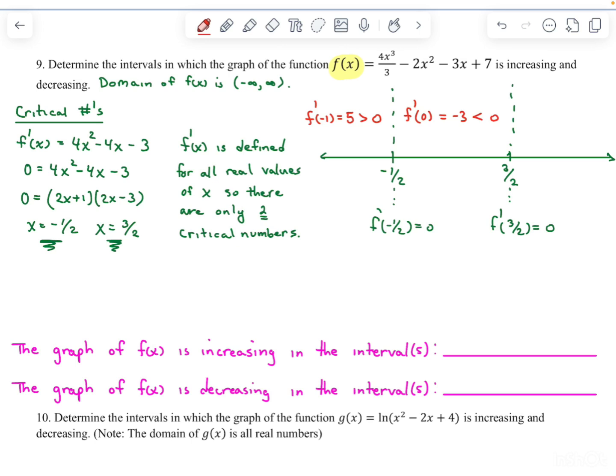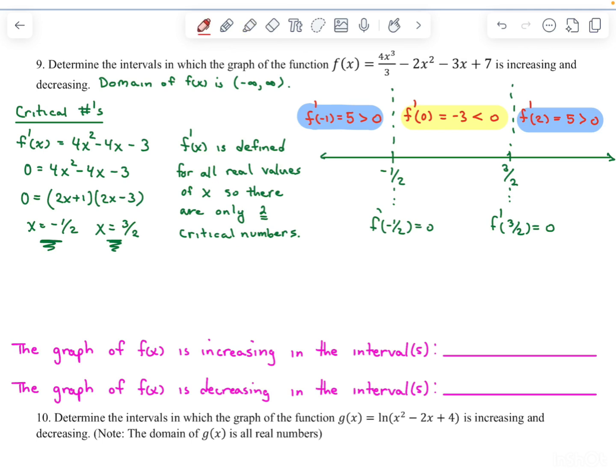And finally, I'm going to pick a number that's greater than 3 halves. I'm going to choose 2. So the derivative at 2 is equal to 5, and that is also greater than 0. So it looks like there are two intervals in which the graph of the function is increasing, and one interval in which the graph is decreasing.